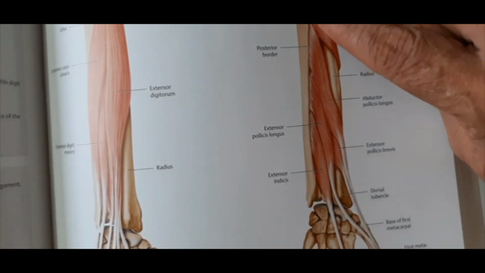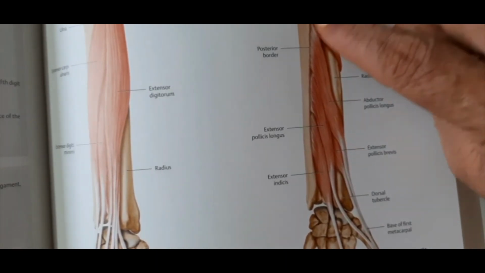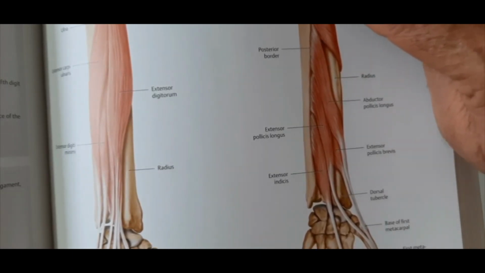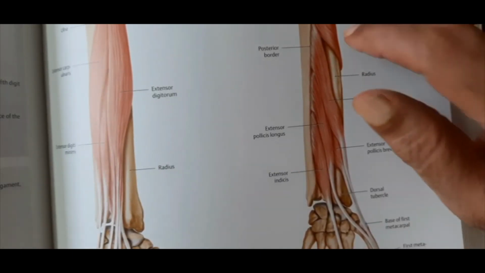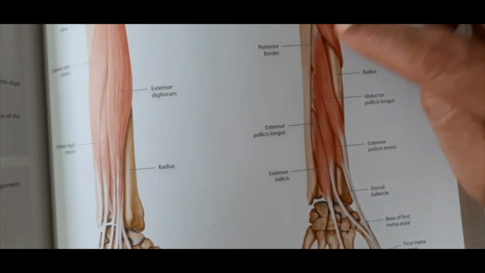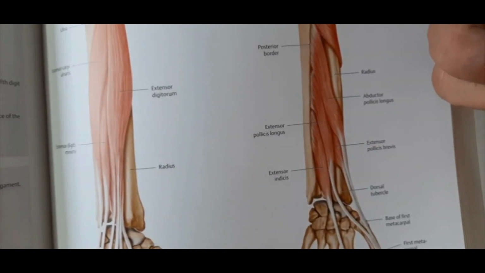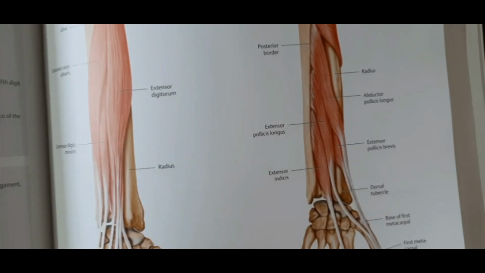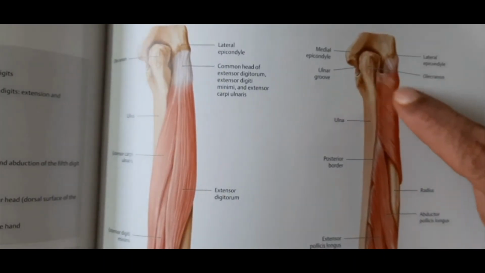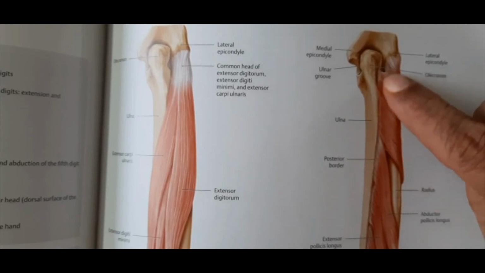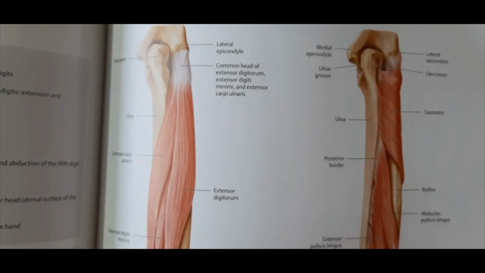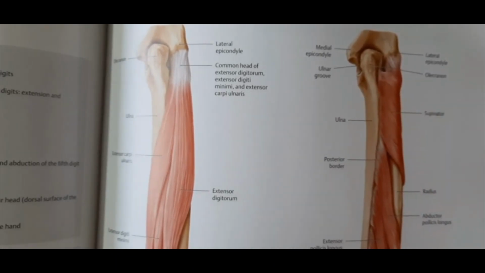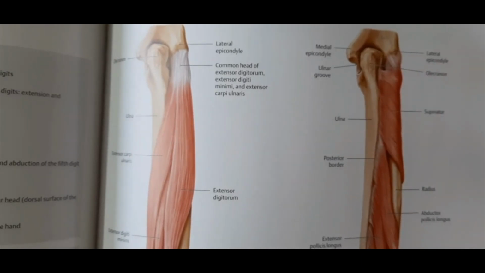And from the supinator crest, this is the origin of the supinator muscle. First it goes towards the posterior aspect, then the medial aspect of the radius, and then it will wind round to attach onto the anterior surface of the radius. So this is the supinator muscle, which is taking origin from the supinator crest and going towards the radius to be inserted. So these were the muscles.